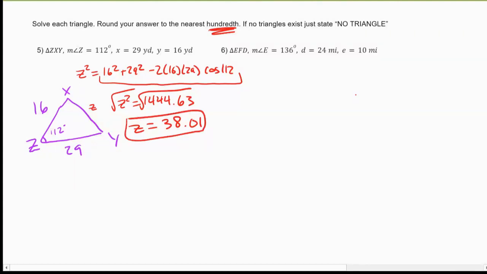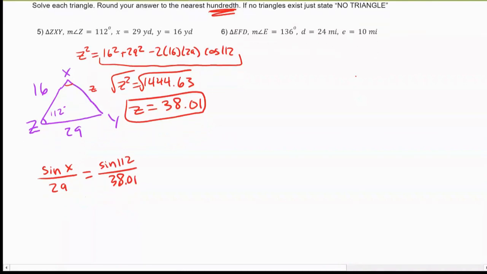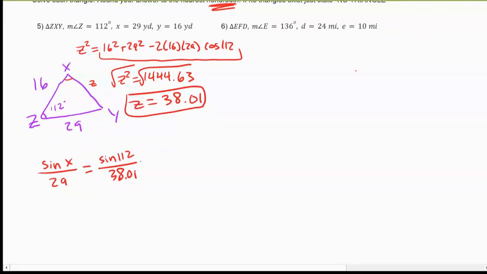Now that I have this side, now I can start using law of sines. So we'll go ahead and try and find the angle x next. So sine of x over 29 equals sine of 112 over 38.01. Now note that all of my answers are going to be rounded after this because I rounded 38.01. So multiply by 29, take the inverse sine of both sides. So what I'm going to finally plug into my calculator is 29 sine of 112 over 38.01. And that will give me the angle measure for x.